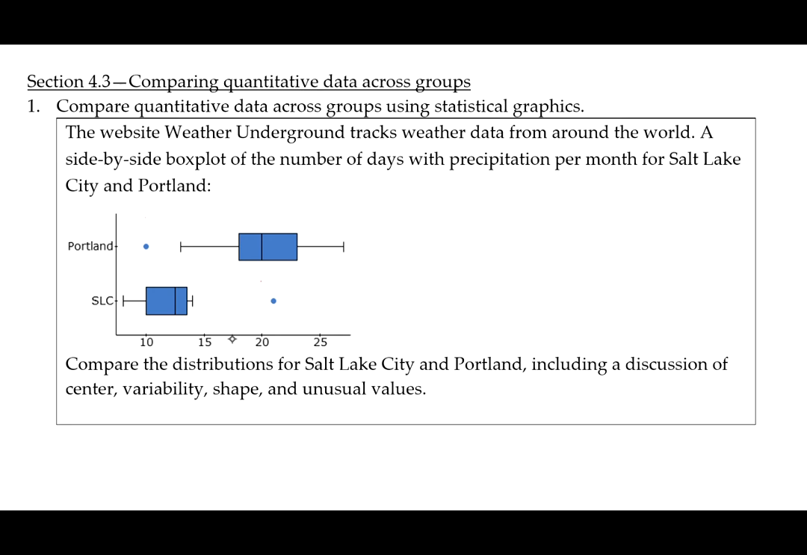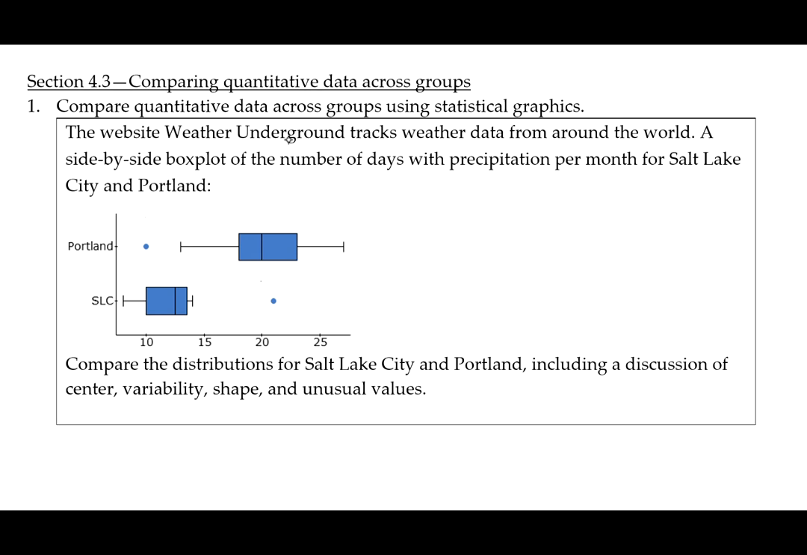We can compare variability by looking at the length of the box plot or the length of just the box part of the box plot. These are two different measures of variability. One is the range. The range is the distance between the maximum and the minimum. And the other is the IQR, which is the length of the middle 50% of the data. In other words, it's the length of the box.